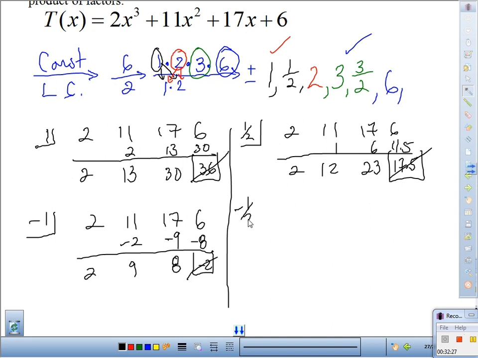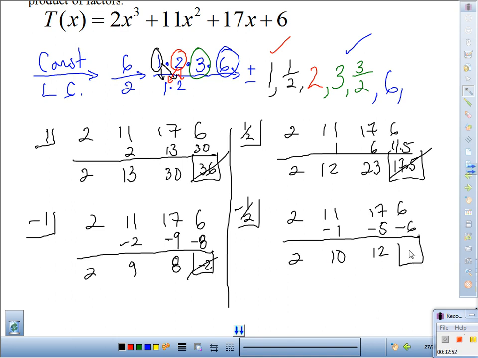Negative 1/2. 2, 11, 17, 6. So negative 1/2 times 2 is negative 1. That gives me 10. Negative 1/2 of 10, that's negative 5. That gives me 12. Negative 1/2 of 12 is negative 6. And guess what? Let's go, Maria in the house. So what do we end up with, Maria?